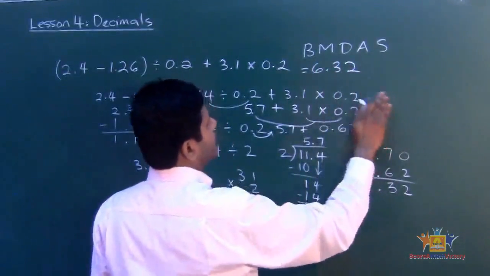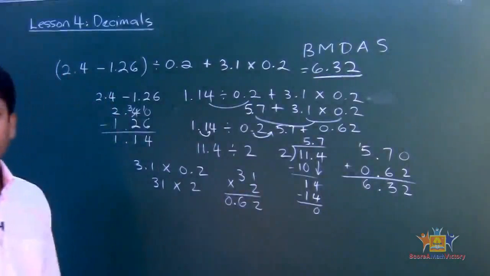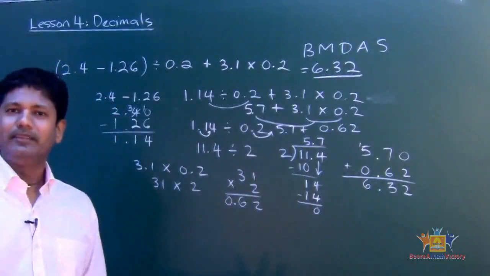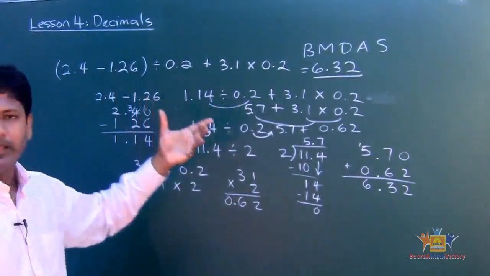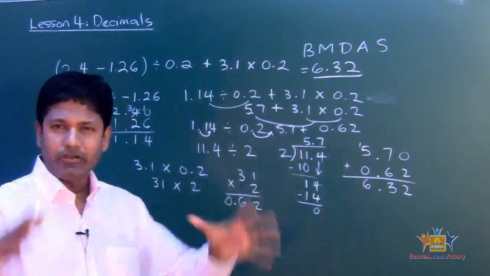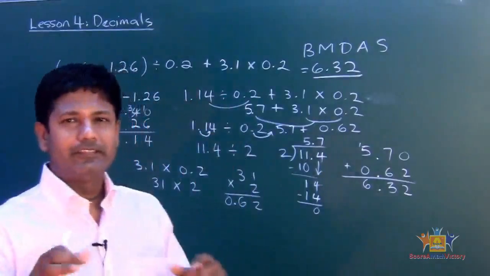6.32. See that? It's pretty easy, isn't it? So you got to break it up and do it part by part. You cannot try to solve it all at once. Now that's a saying, you know.